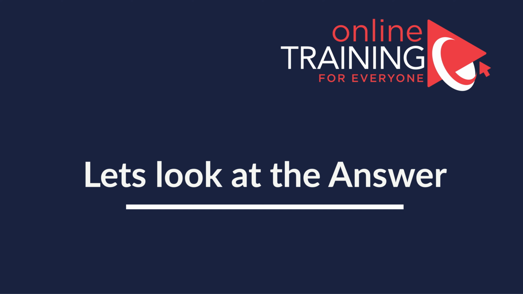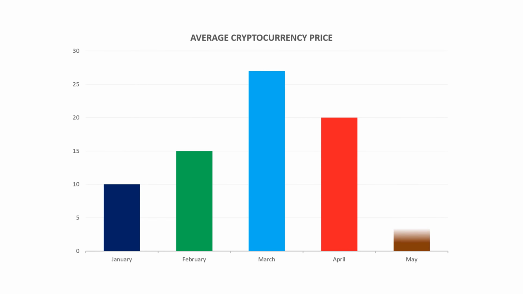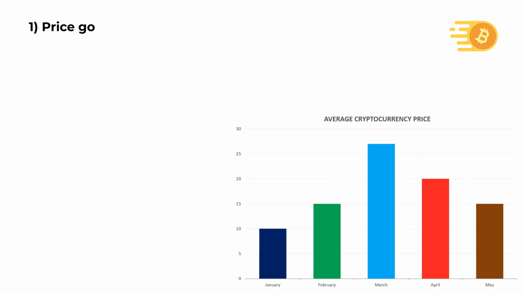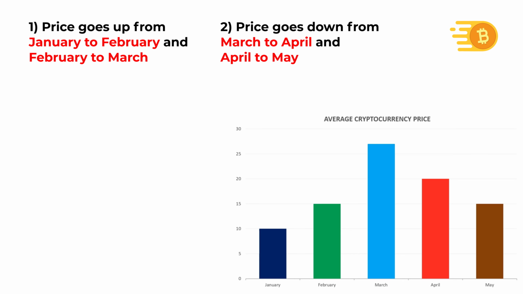In this challenge, we need to analyze the chart first. And there are only 2 consecutive months with the price increases. Price goes up from January to February, and then from February to March. And price goes down from March to April, and price goes down from April to May as well. So let's look at 2 months with price increases closely.